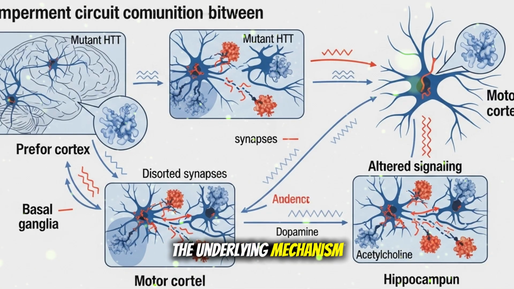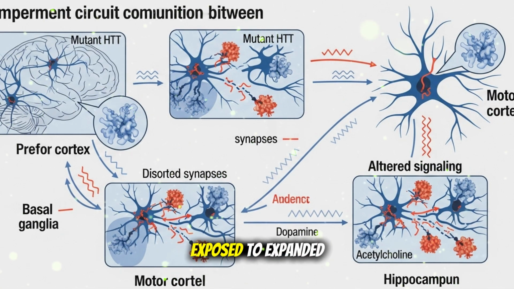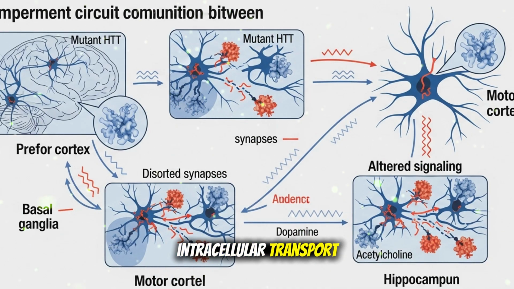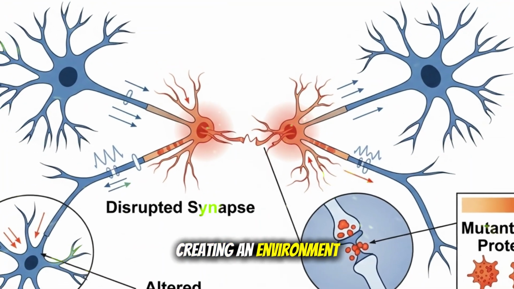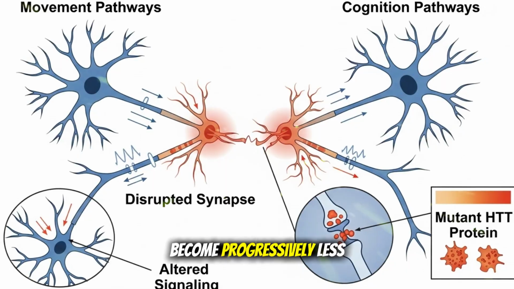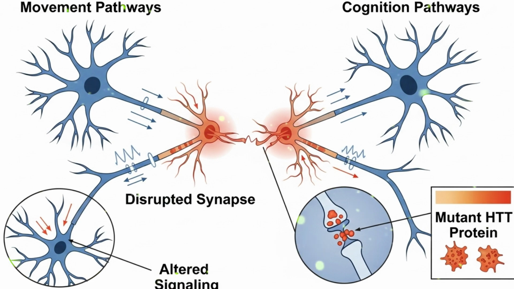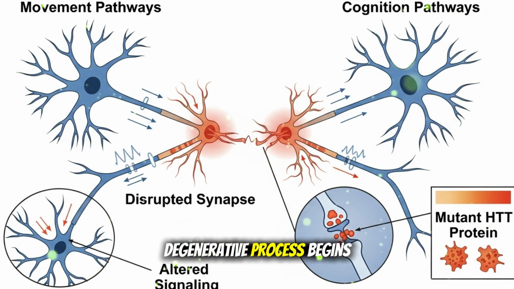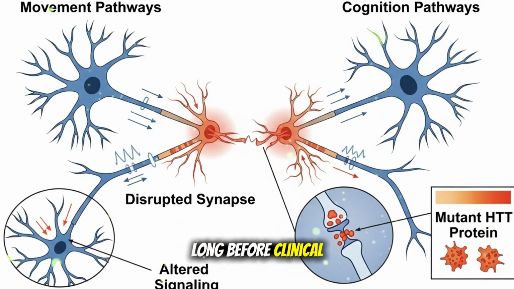The underlying mechanism reflects cumulative stress placed on neurons exposed to expanded HTT proteins. These proteins interfere with normal gene activity, protein turnover, and intracellular transport, creating an environment in which cells become progressively less resilient. Evidence from neuroimaging studies illustrates early reductions in regional volume, even before outward signs appear, indicating that the degenerative process begins long before clinical recognition.